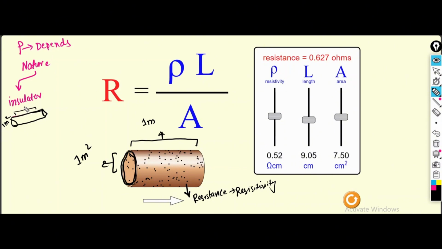and this length is 1 meter, then in this case this will have more resistivity. This resistivity will be high because of the resistance. Here this resistivity is directly proportional to resistance.